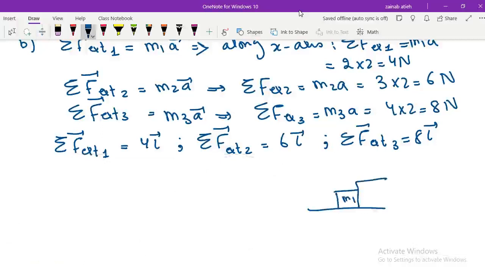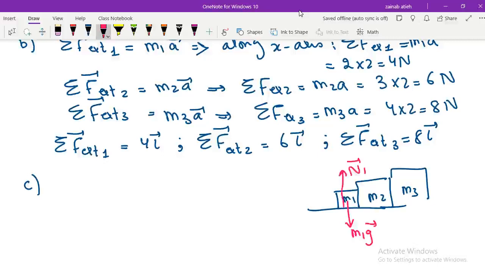So let's take M1 alone. Next to M1 there is M2, and this is M3. I'm studying M1 alone. What are the forces on M1? On M1 we have the weight of M1 vertically downward. We have the normal N1 created by the ground on M1. We have the force F that we are pushing with, and we have the force of contact between 1 and 2. Let's call it F exerted by 2 on 1. This is the force 2 on 1.